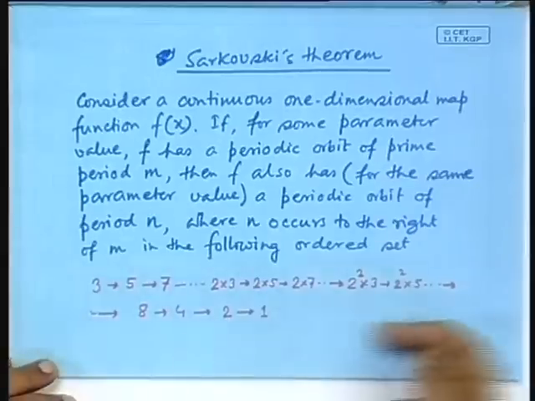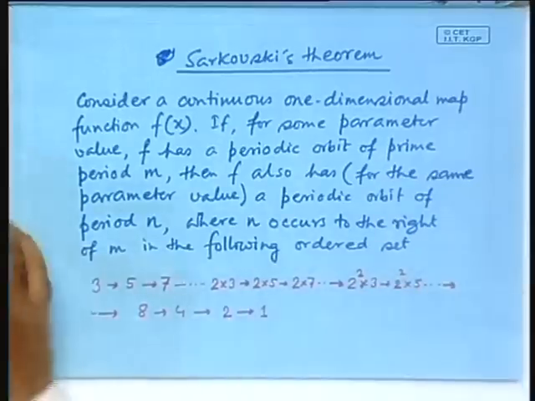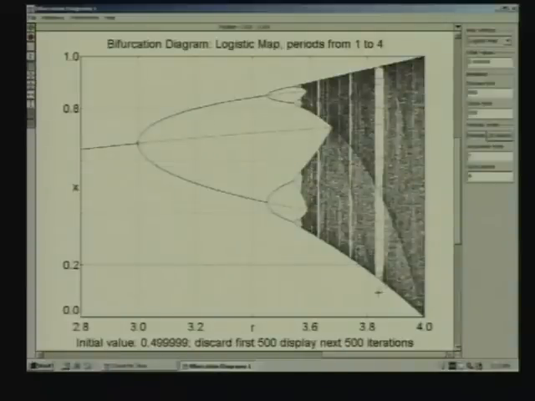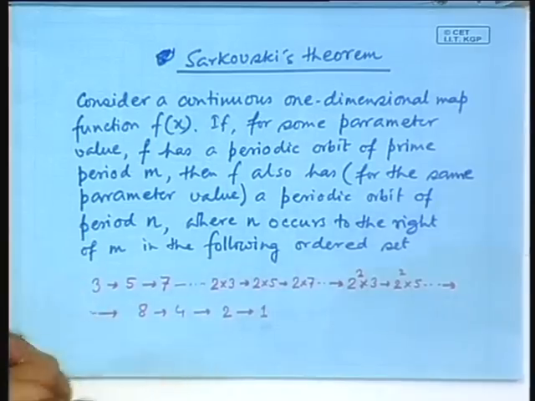So, as you go this way, when you ultimately arrive at this period 3 window here, periodic orbits of all periodic series must occur by this theorem. All natural numbers are covered. Then if you are covering everything, why is this prime period? Why is this word prime period?